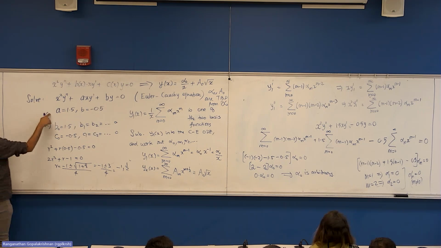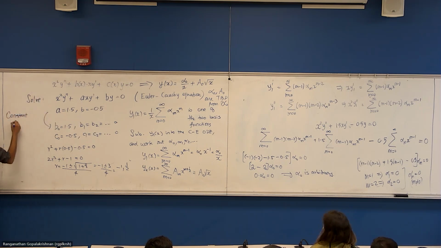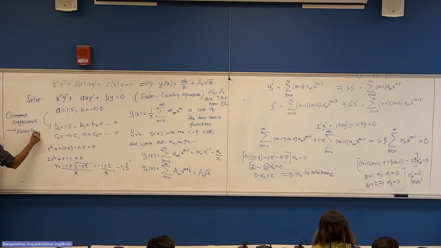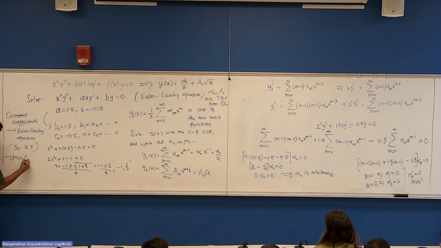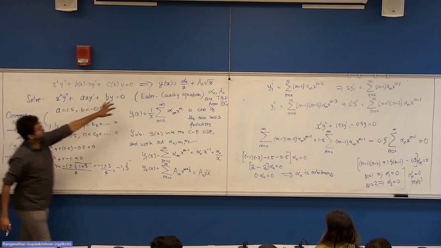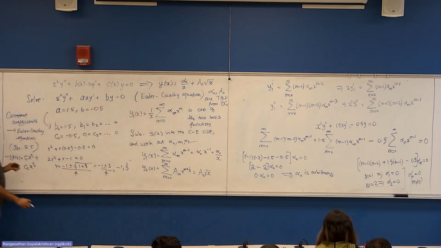So this was an example in which we had constant coefficients, and that led to the so-called Euler-Cauchy equation, which is independently discussed in section 2.5, which we skipped over. The solutions happen to be C1 x power R1 plus C2 x power R2. That's what this is. C1, C2 are arbitrary constants.